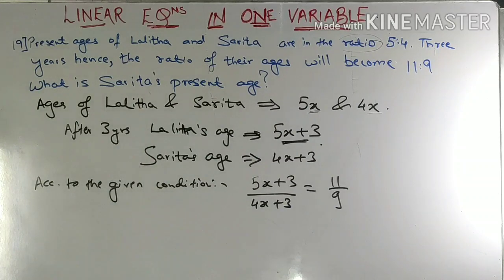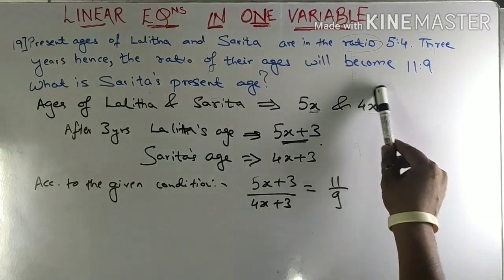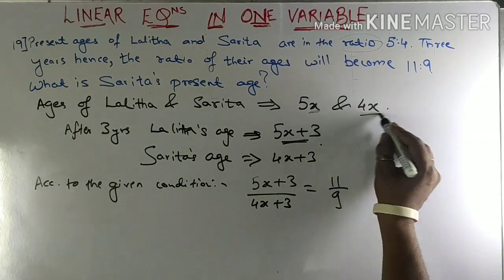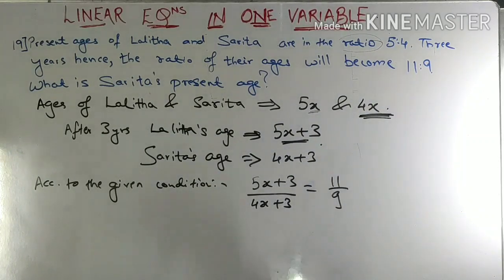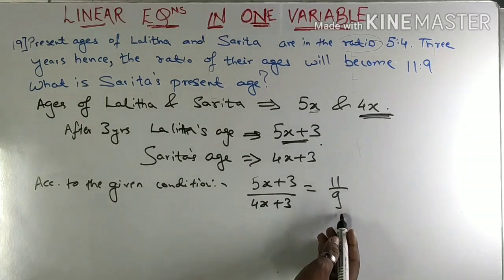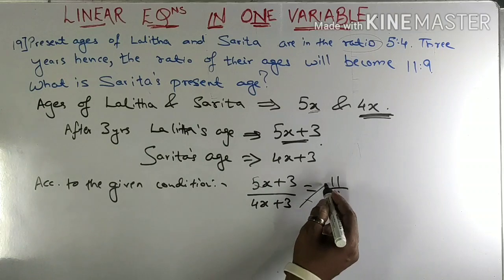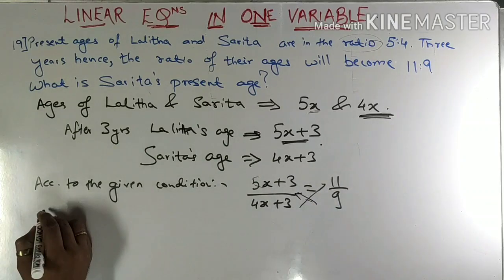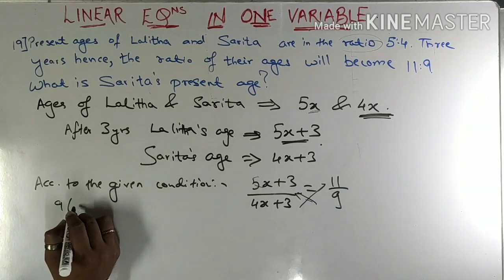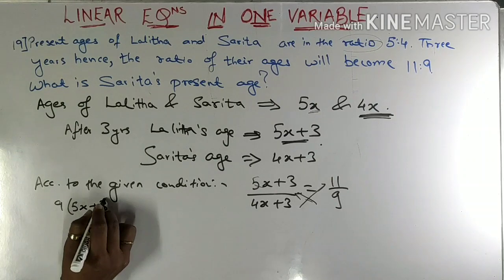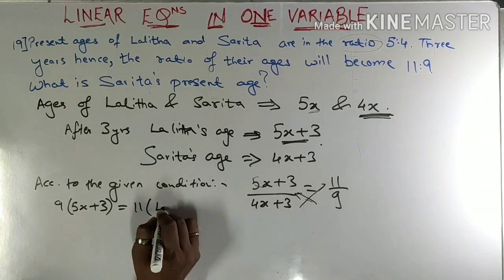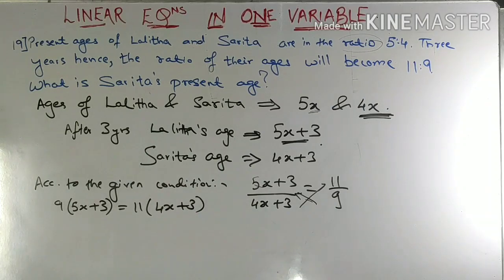We are supposed to solve it and find the value of Lalita's and Sarita's present age. And the question we are asked only of Sarita's present age. So we'll find 4x. So my question to solve is to find 4x. Let's move ahead. Cross multiply this. So that is 9 into 5x plus 3 equals 11 into 4x plus 3.